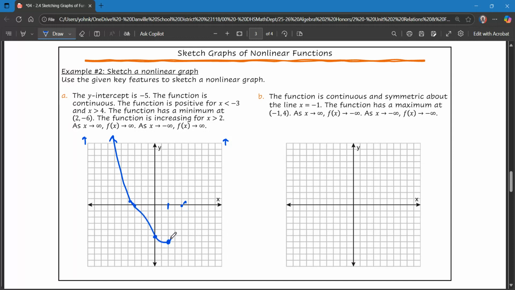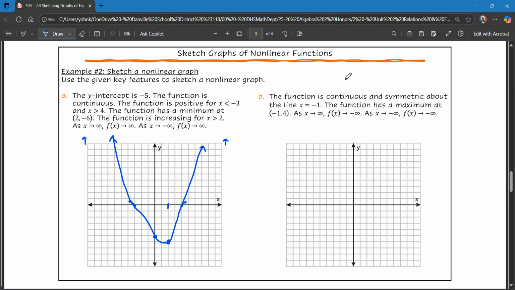But there are certain things that you have to make sure you hit. Like make sure that you hit a y-intercept at -5. Make sure you have a minimum, a lowest point of 2, -6. Make sure that you're increasing after 2. Make sure that you're positive after 4. So there are some things to be very careful of.